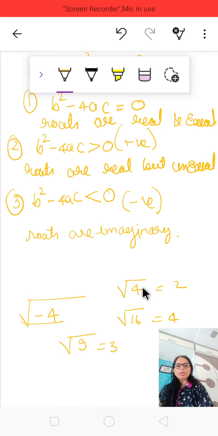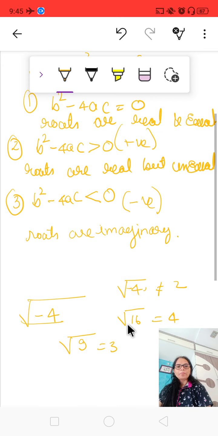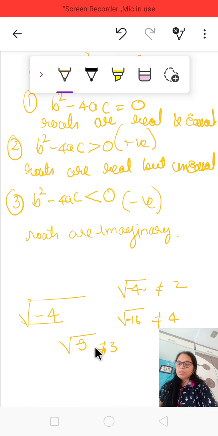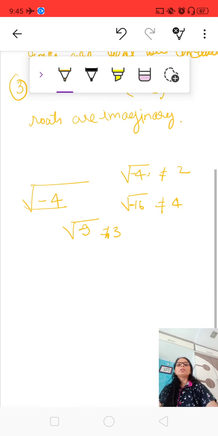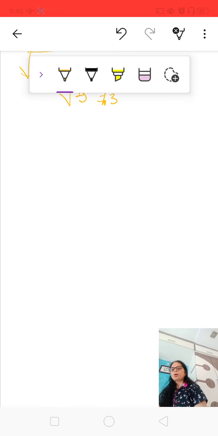But when I put the minus sign here, it will not equal 2. If I put minus 16, it will not equal 4. If I put minus 9, it will not equal 3. So to overcome this problem, we have the complex number. What is that? Complex number.